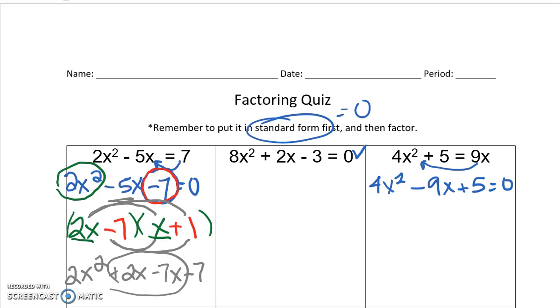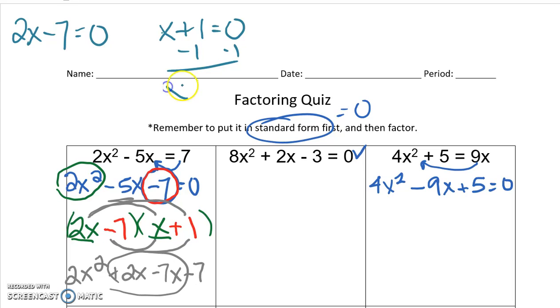So those are my factors, but then we're still not quite done yet. So after you get the factors, 2x minus 7, you set it equal to 0. x plus 1, set it equal to 0. And then you solve for x. So here x equals -1.